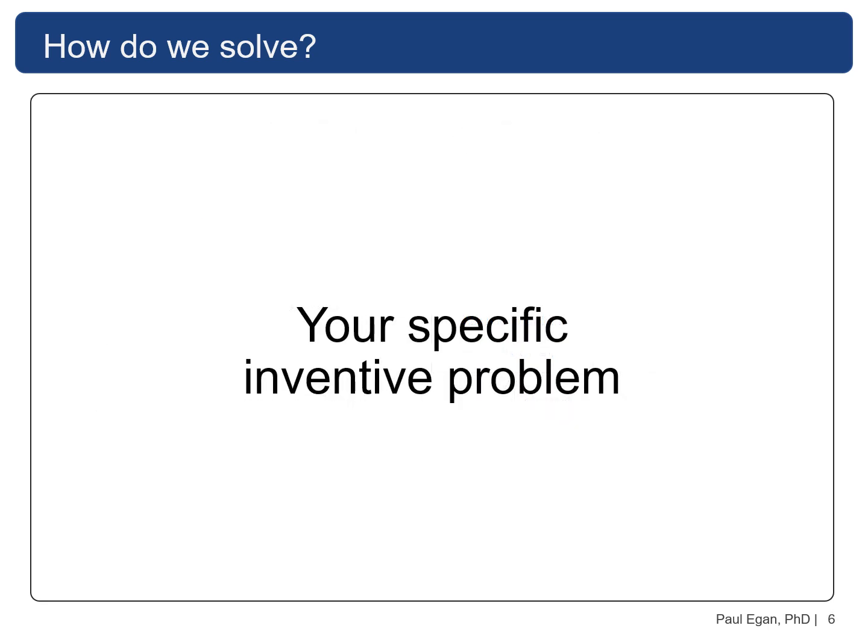And so when we're talking about design problems, we're talking about your specific inventive problem. So for instance, your problem might be, I want to design a new car, or I want to design a new airplane or wind turbine. And so we're going to find a way to reliably use TRIZ to come up with innovations to solve that problem in a new way.